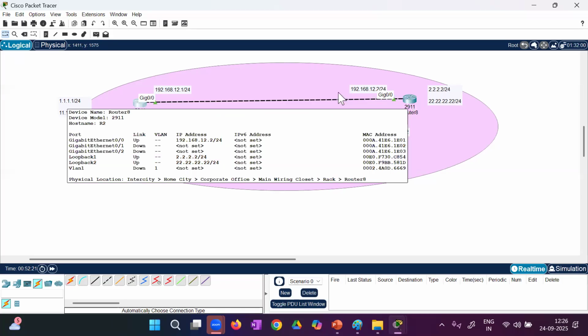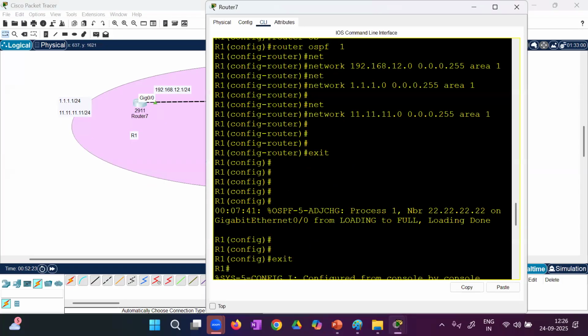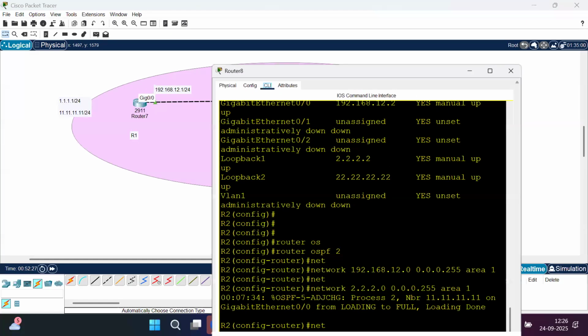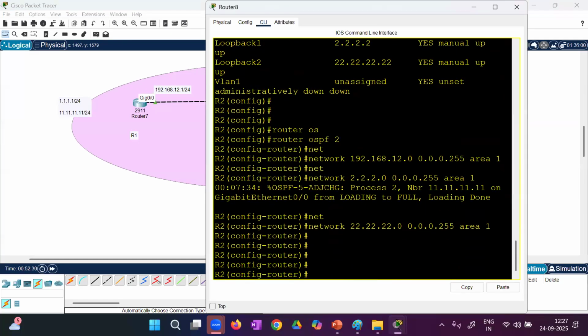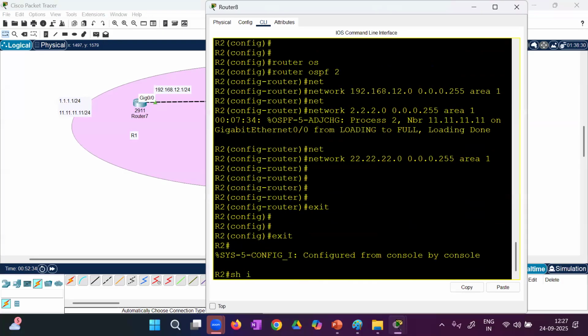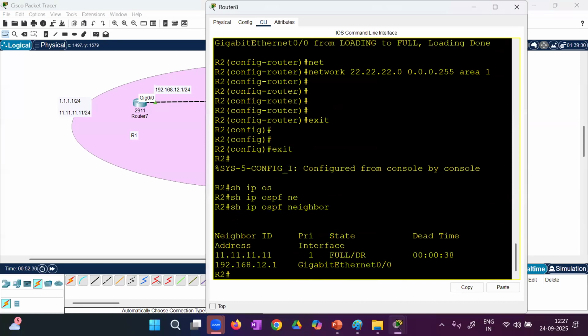And from where are we checking this? From router 1 we are checking this. Same as you can check from router 2 for router 1. What command will you give? Give exit, show ip ospf neighbor. What is it? 11.11.11.11. Why? Here also, which one is the highest? This one is the highest. That's why this is being considered as the router ID.